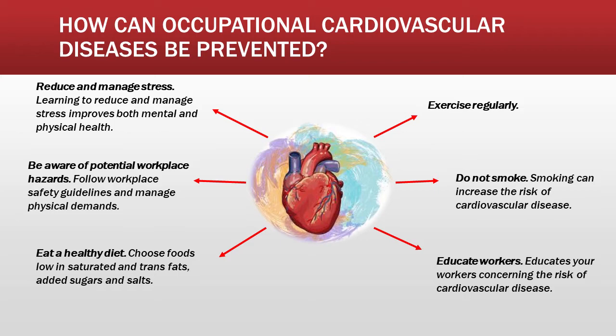How can occupational cardiovascular disease be prevented? It can be prevented by reducing and managing stress. Be aware of potential workplace hazards. You must follow workplace safety guidelines and manage physical demands. Eat a healthy diet, exercise regularly, and do not smoke. Smoking can increase the risk of cardiovascular disease, and most importantly, you have to educate your workers.